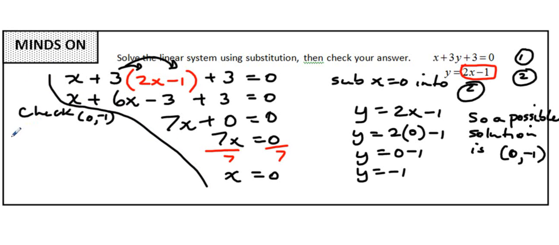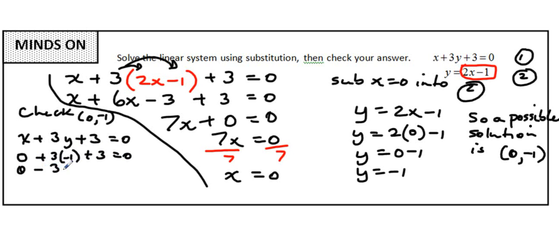Okay, so now we're going to write out our equation in its original form. Okay, we're going to substitute in the 0, the negative 1, and we're just going to work left side and right side. So this is 0 minus 3 plus 3 equals 0, and when we work this out, this is 0. All right, so far so good. Left side does equal right side. Let's use the other equation.